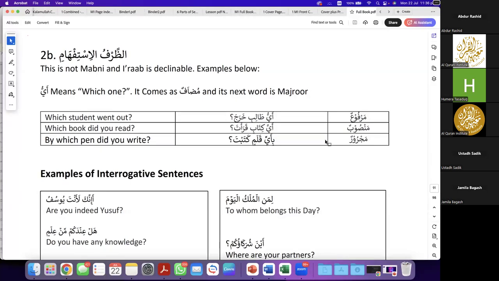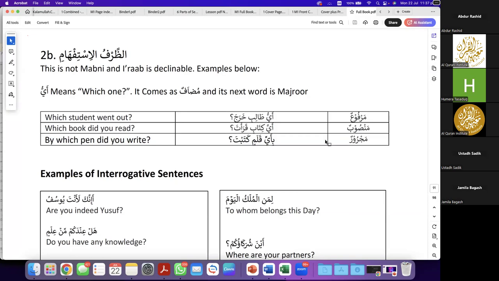Zarf is also mudaf. So the difference here between normal ismul istifham and zarful istifham is, as you said, the first difference: zarf is not mabni. It will be ayyu, it will be ayya, it will be ayyi, and there are examples here. So they are not mabni, number one. Number two, this is the only word which is part of istifham that is called zarful istifham, the only one which behaves like that, special.